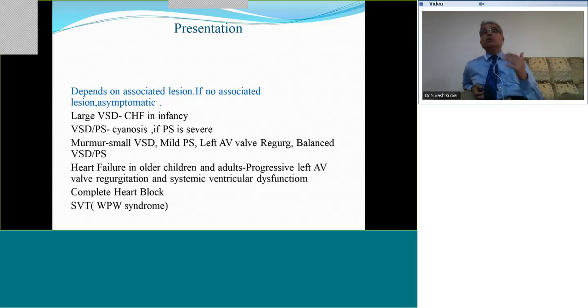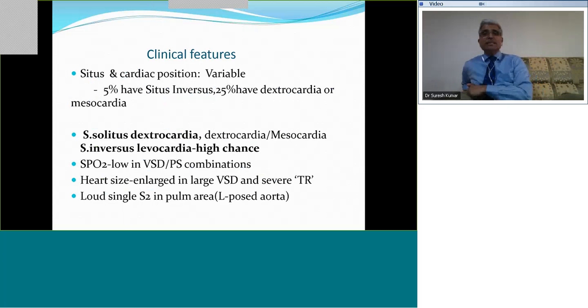Complete heart block, we already said. You must also know that there is an association with WPW syndrome and recurrent SVT in these children. So when you examine the child, when you are looking for the situs and the cardiac position, that is variable. Situs inversus will be present in 5%. 25% have dextrocardia or mesocardia.